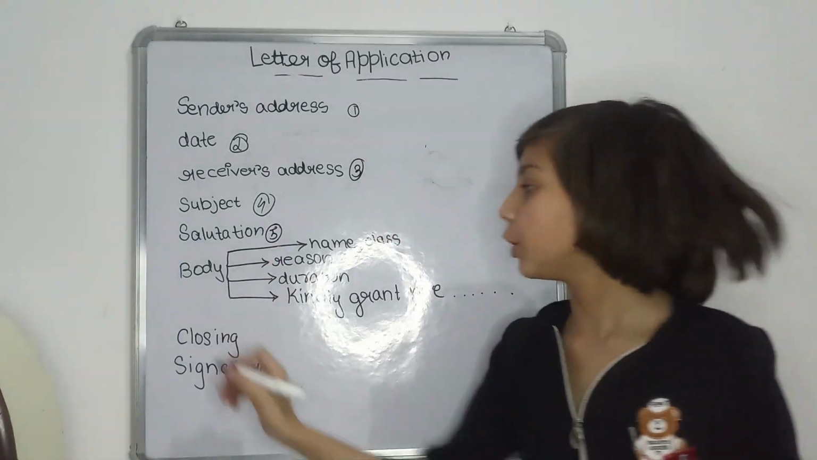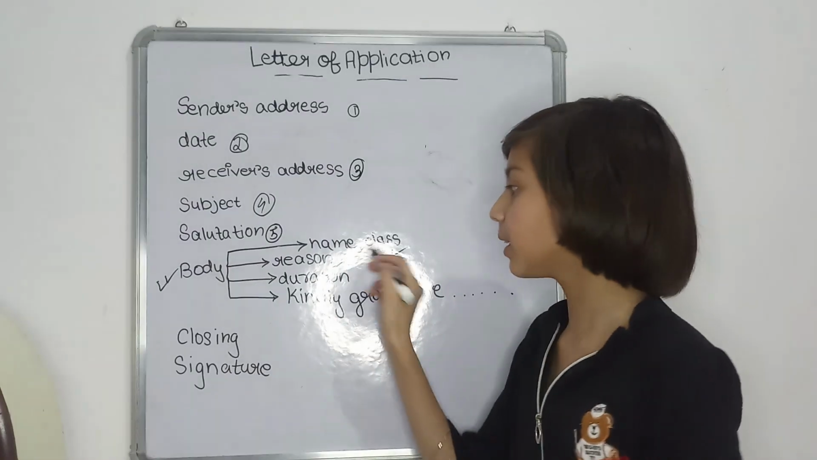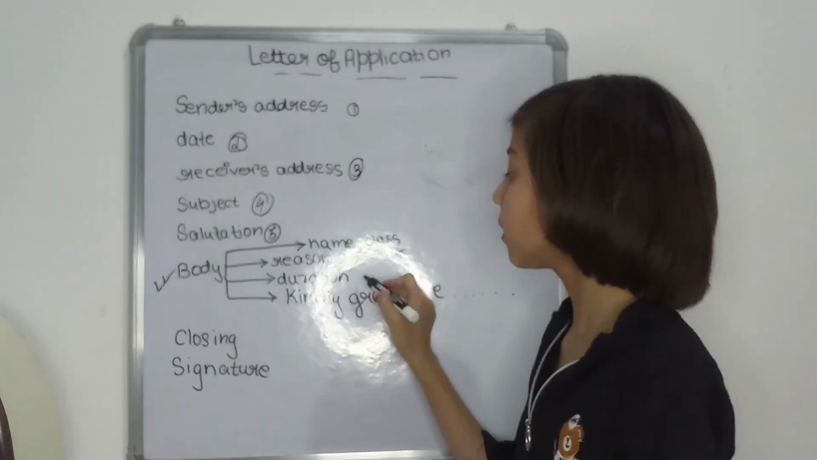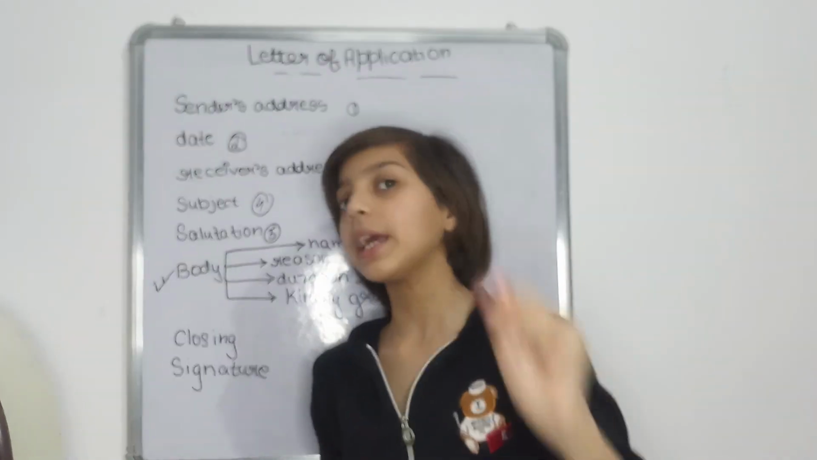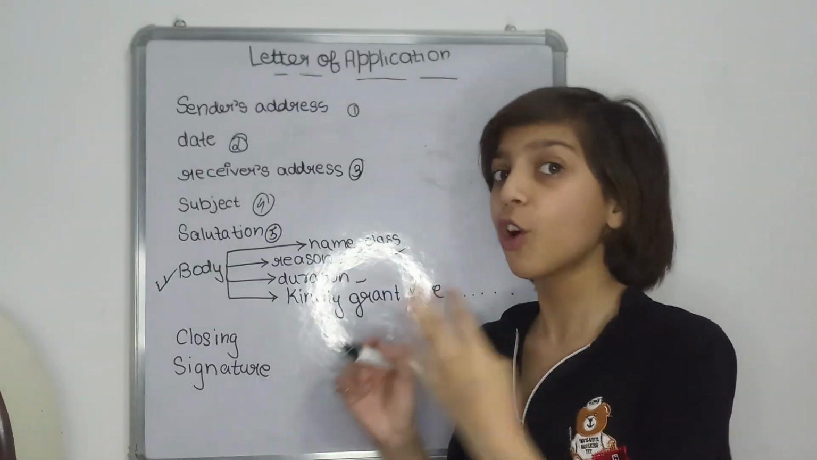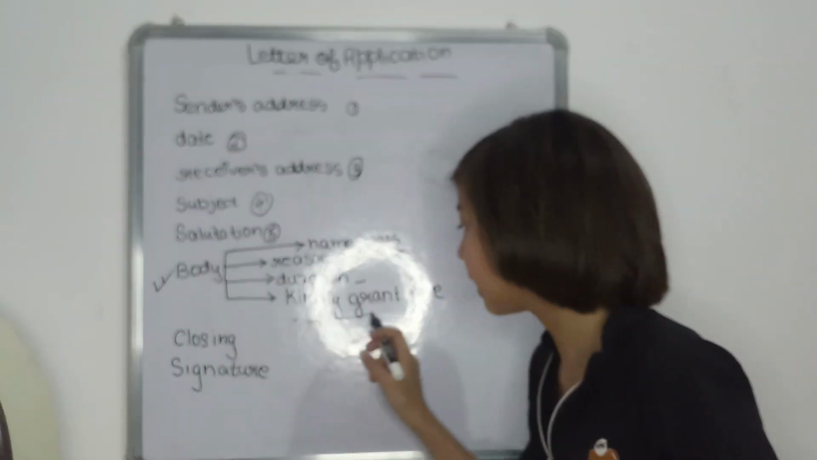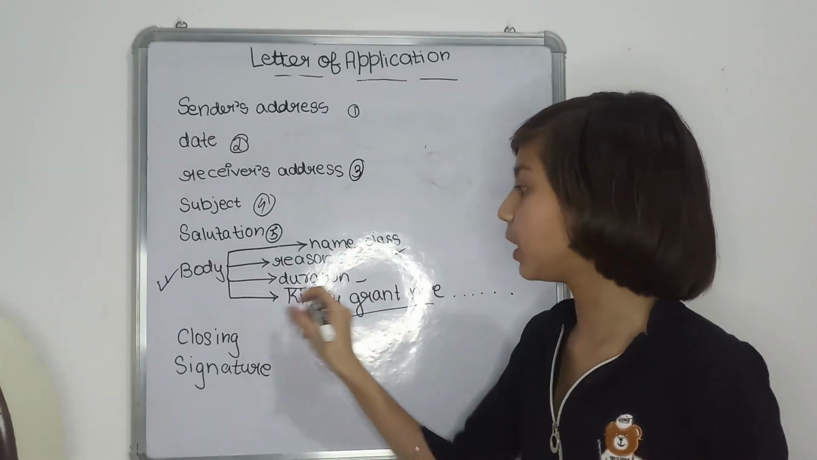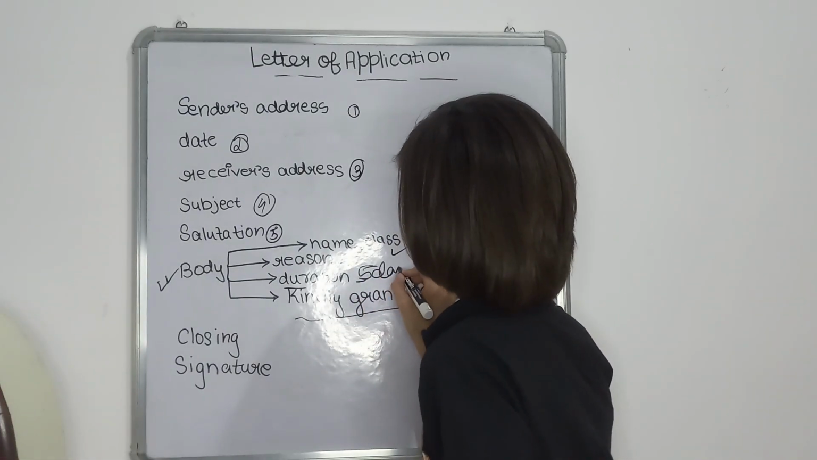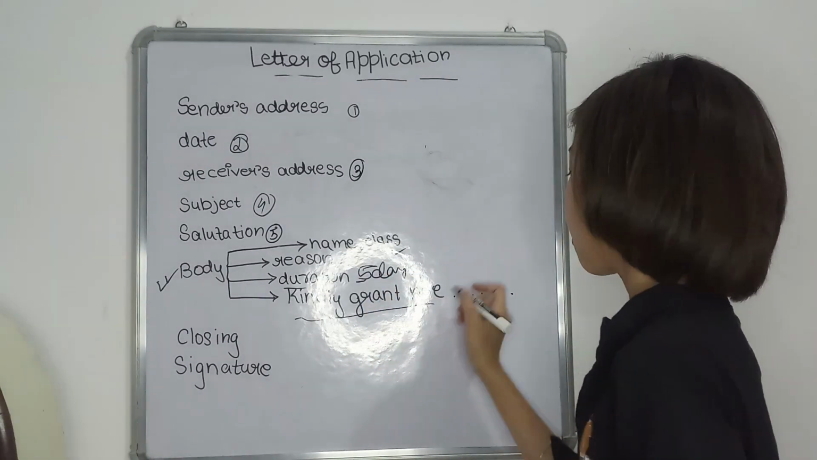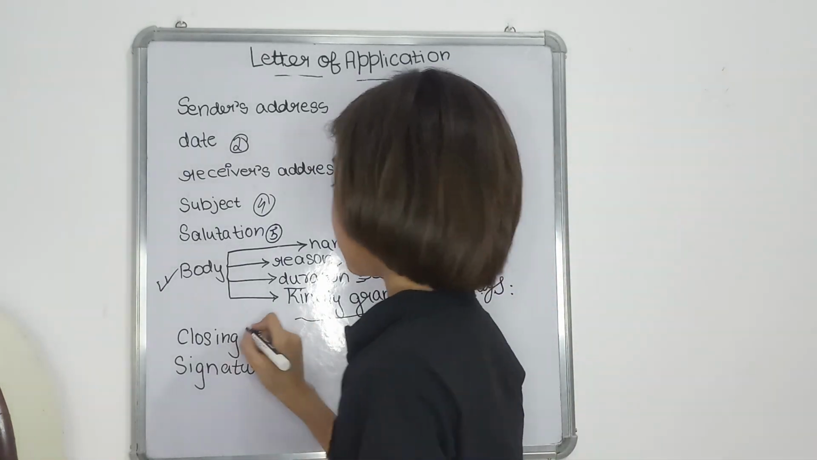Fifth, you need to write the body. The body should have your name, your class, then the reason why you are taking the leave and the duration of the leave. That means you want leave for 1 day, 2 days, 3 days, or a week or fortnight. You need to write it here. Then write kindly grant me the duration. Just assume you are taking 5 days leave, then write kindly grant me 5 days leave.